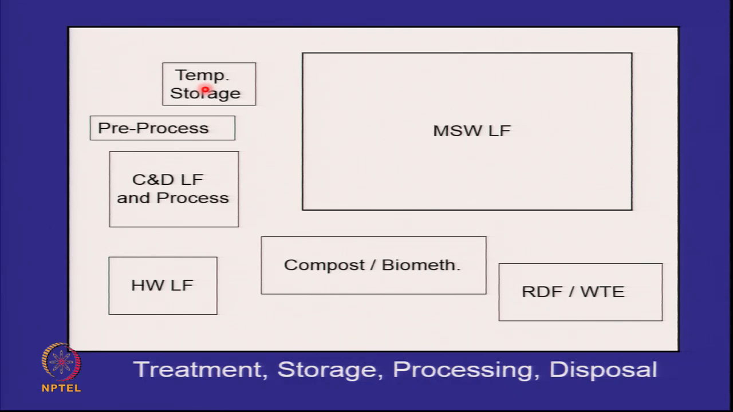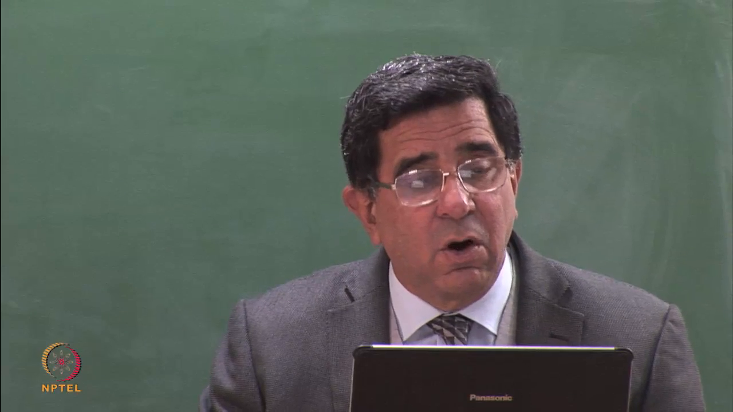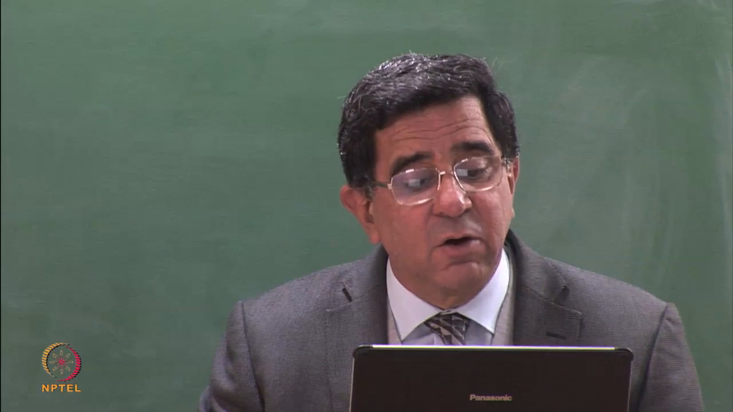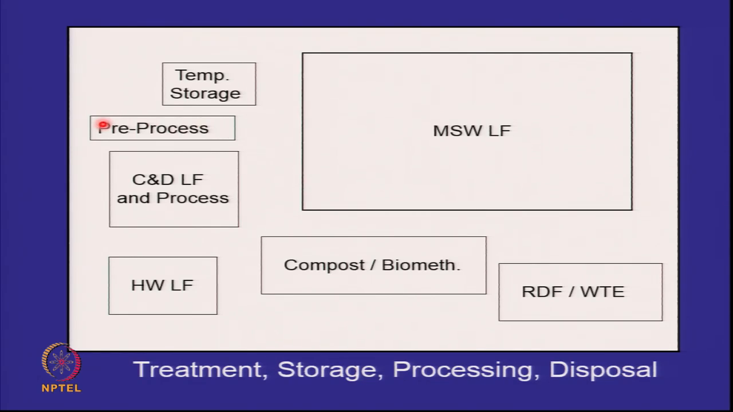We have a temporary storage. That means if the waste is not going into a landfill, it has to be pre-processed, or if it is monsoon and it cannot be placed, you have a temporary storage facility. You have a pre-processing unit, that is, what will go where? Will all the waste go directly here, or will some of it come here after pre-processing? And in addition, you may have a composting or a biomethanization plant, and you may have an RDF and a waste to energy plant on the same site.